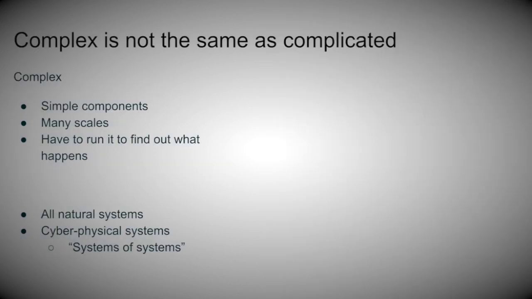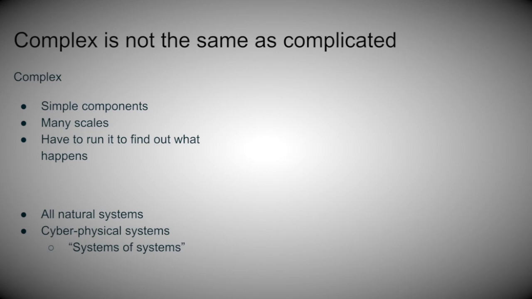So, if we start with some definitions, I use two terms differently. Complex is not the same as complicated. Looking at a complex system, we'll find a system which has lots of simple components. The components exist at many scales, and we have to run the system to find out what actually happens. You may think that sounds a bit odd, but actually all natural systems are complex.